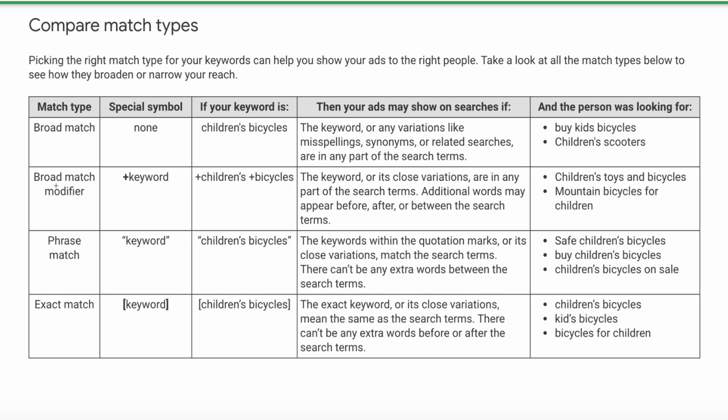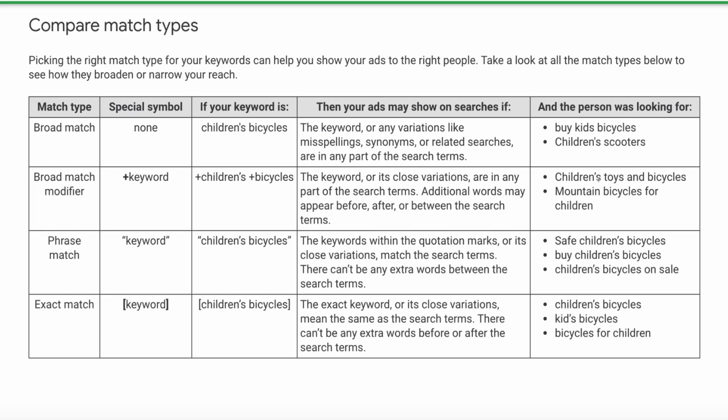Then we have broad match modifier. All you need to do is add a plus sign next to each individual keyword like this. The keyword or its close variations are in any part of the search term. Additional words may appear before, after, or between the search terms. So again, it's a bit more strict. These words have to appear when the person is typing in. If this is the search term that they're typing in, and it has any variation of children's and bicycles, then it's going to appear.